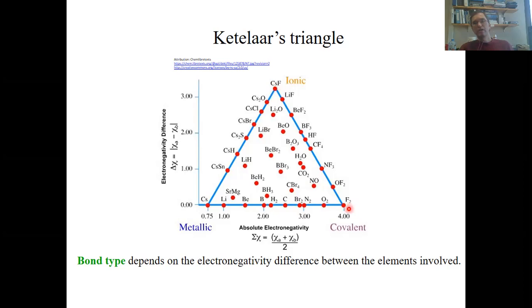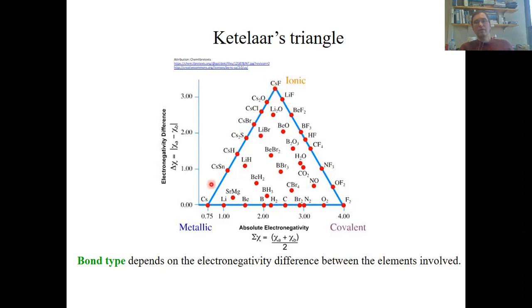Now on this edge, we go from the most covalent situation, fluorine, to the most ionic situation with cesium fluoride. The ionicity would increase, for instance, from F2 to OF2 to NF3 to CF4 to HF, BF3, BeF2, lithium fluoride to cesium fluoride.